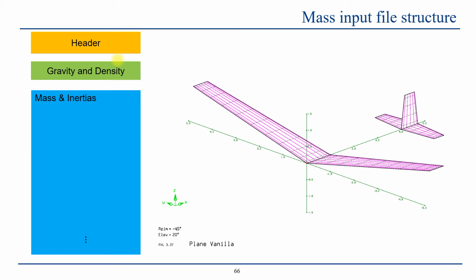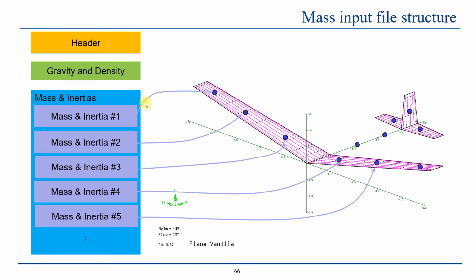The next most important part of the mass file is the mass distribution, which includes the masses and inertias. Now, the inertias themselves are optional to include, and as it is mentioned in the help file for AVL, the finer your distribution is, or the more point masses you have for your mass distribution, the less important the individual inertias of each point mass become. So you will have a collection of these point masses and how they are distributed.